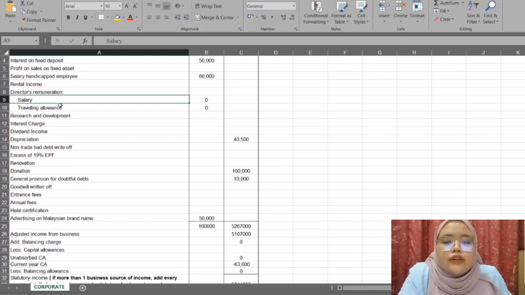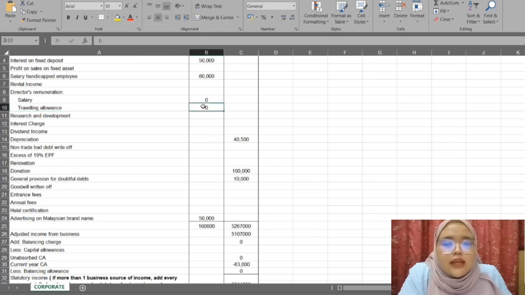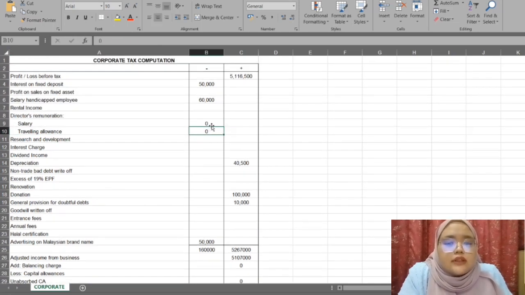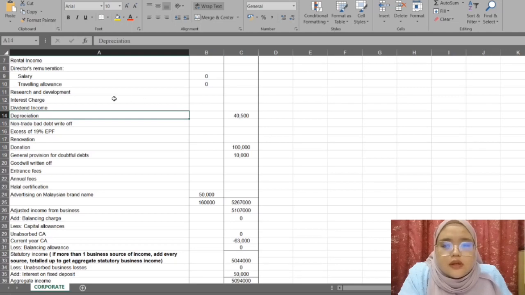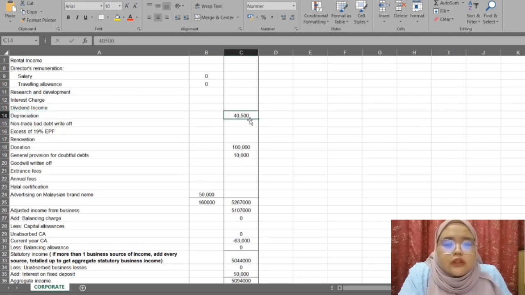Next, for director's remuneration. For director's remuneration, salary and travelling allowance, both were deducted from the tax computation and treated as nil. So in this tax computation, 0 is represented as nil. Next, depreciation. We need to add back the depreciation amounting to 40,500.